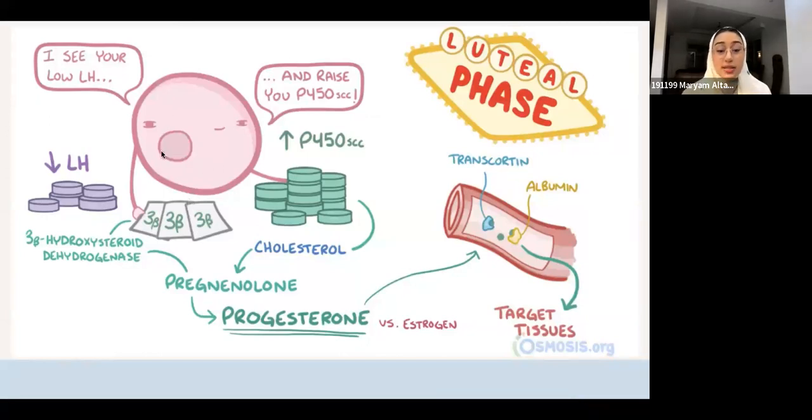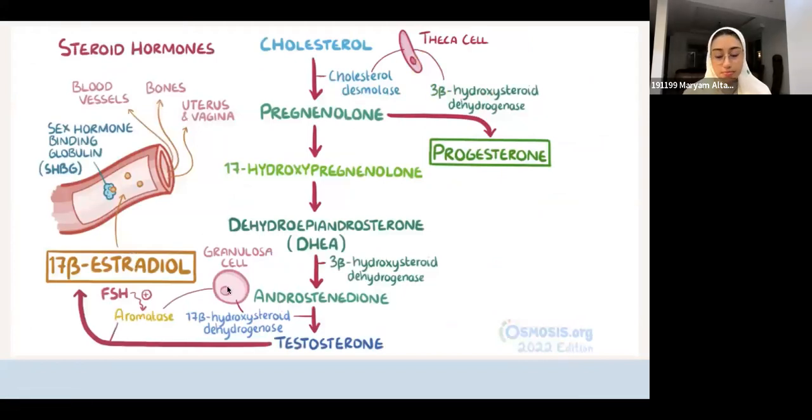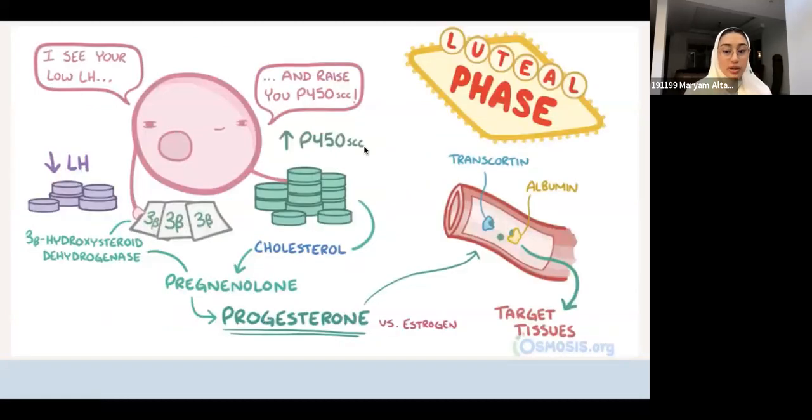What happens is this is detected by your cells, specifically more by your theca cells, and it increases P450 SCC, and so this causes increased levels of progesterone to be produced, and progesterone is transported by transport protein and albumin to target tissue. So this is more so in the luteal phase, and you have more estradiol in your follicular phase. Both of them are present at each phase, but this is just present in a greater amount now in the later phase, okay?